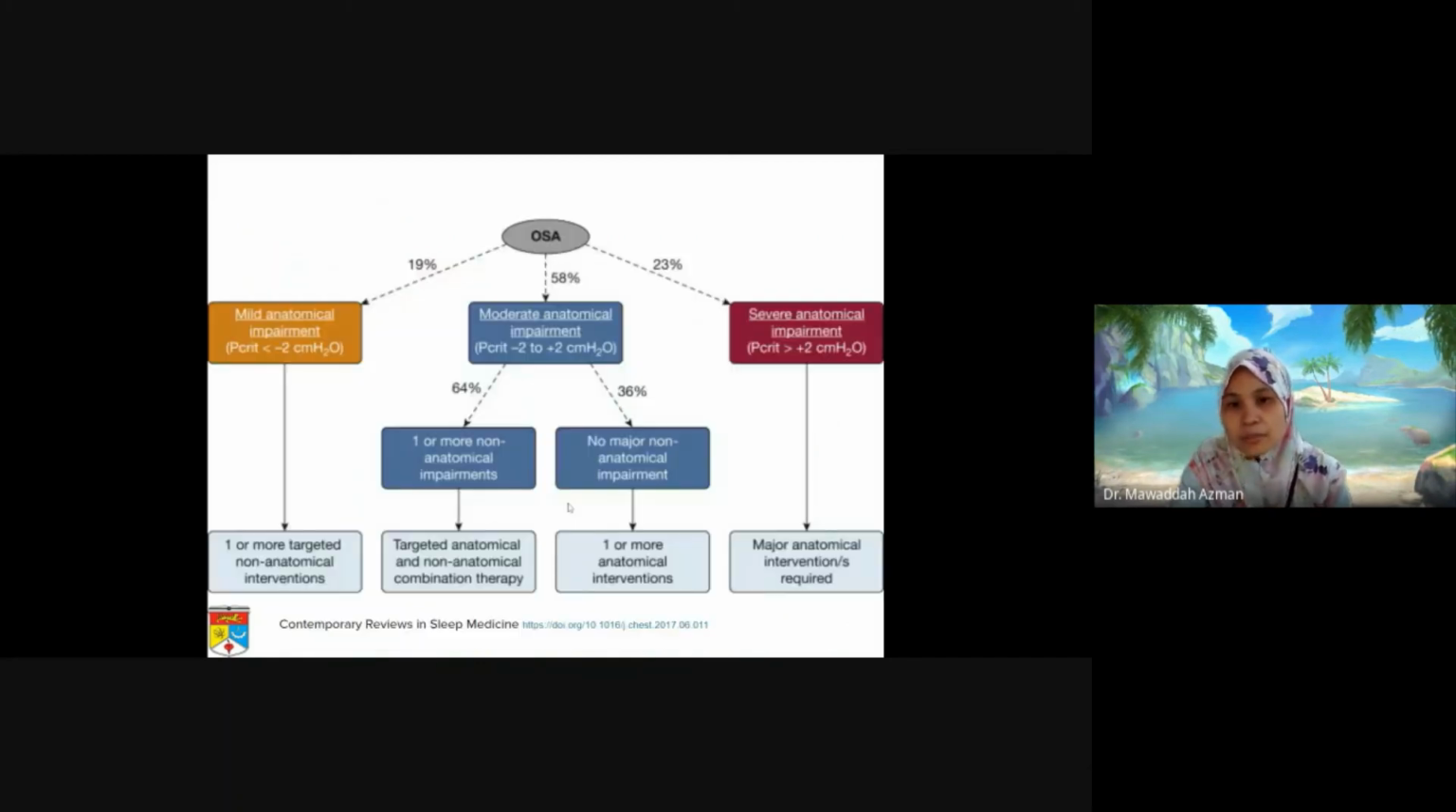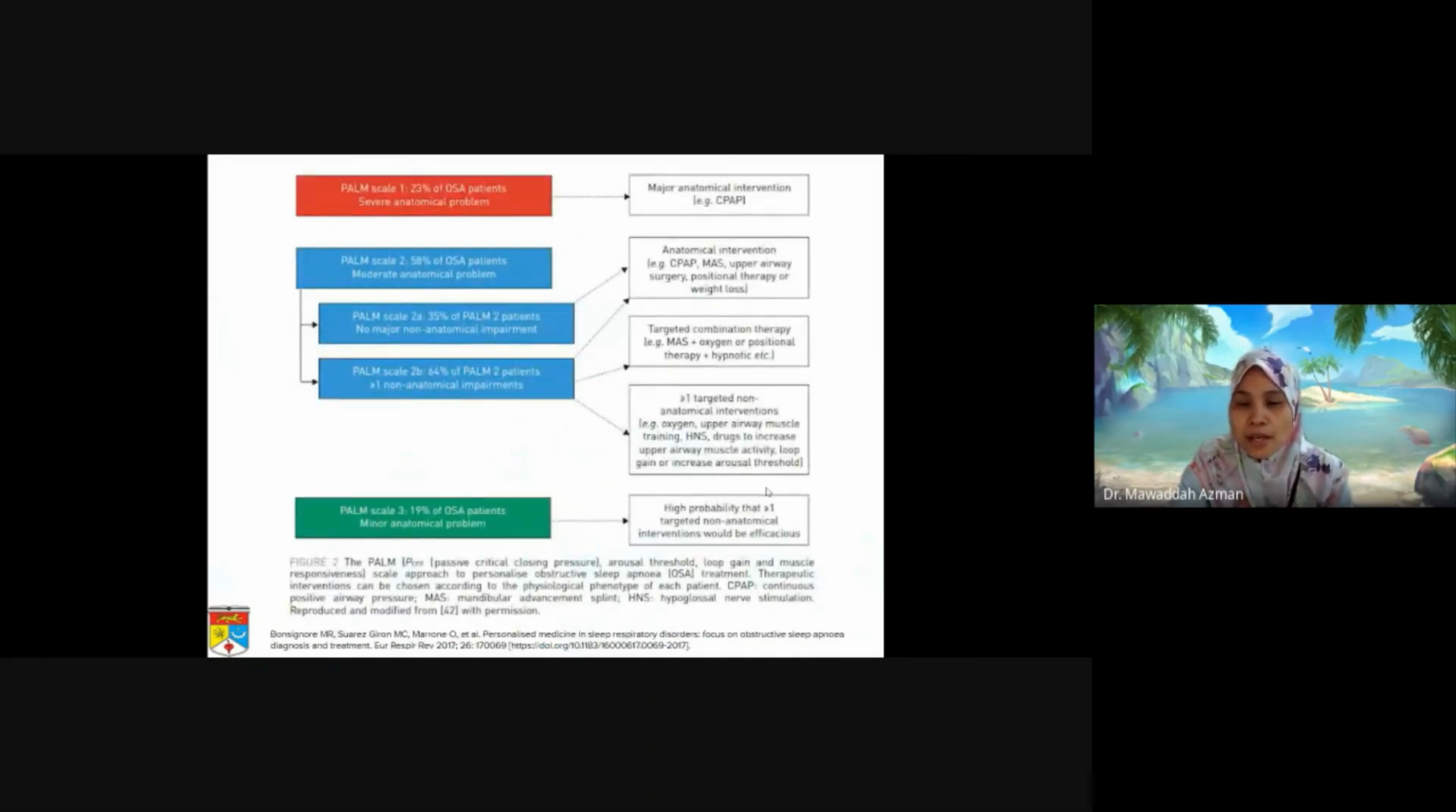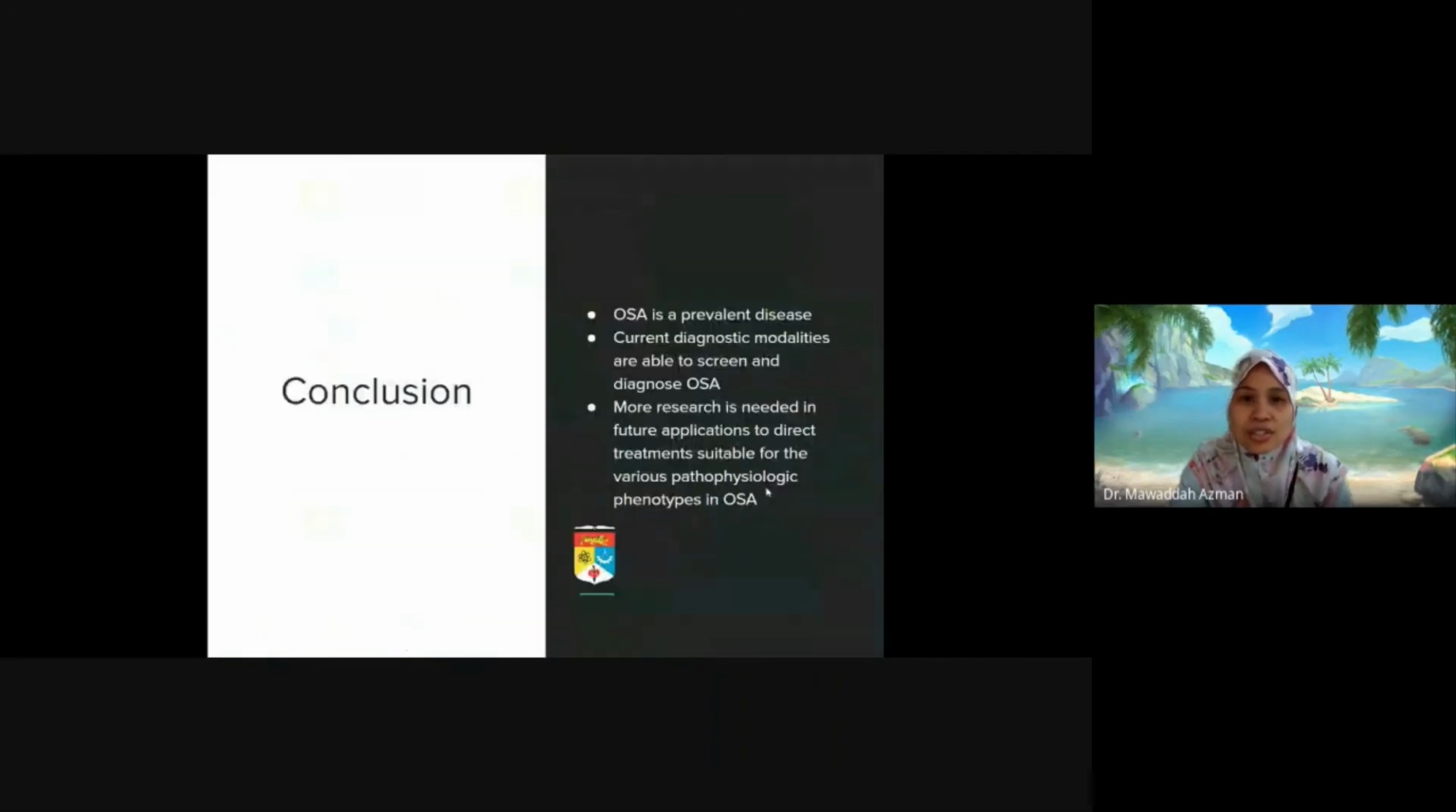But if it's available, it's very interesting because we are now able to segregate our patients into different PALM categories: PALM 1, PALM 2 A and B, and PALM 3, in which we are able to predict and direct the treatment modalities for the patient even better. I think this is something in the future, and it's really exciting for us to look forward to.